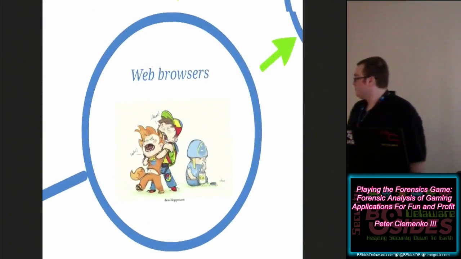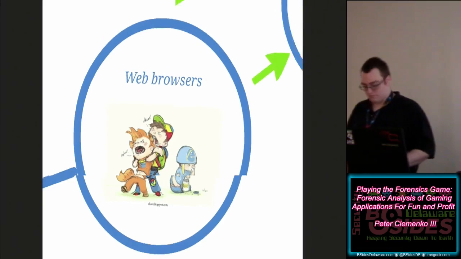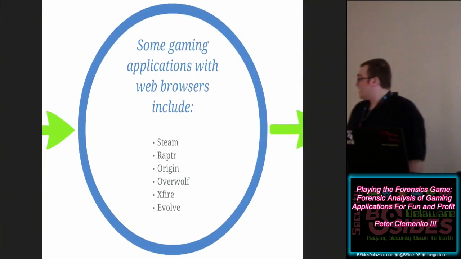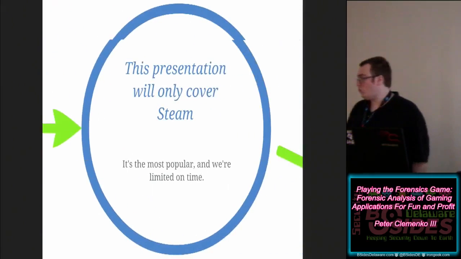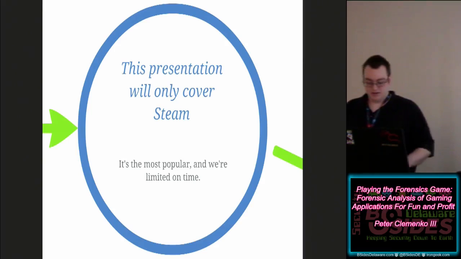So, web browsers. Some gaming applications include web browsers. These gaming applications include Steam, Overwolf, Raptr, Origin, Evolve, and Xbox. This presentation will only cover Steam. The reason why Steam is the most popular one is kind of like you cover Internet Explorer for your introduction to web browser forensics.